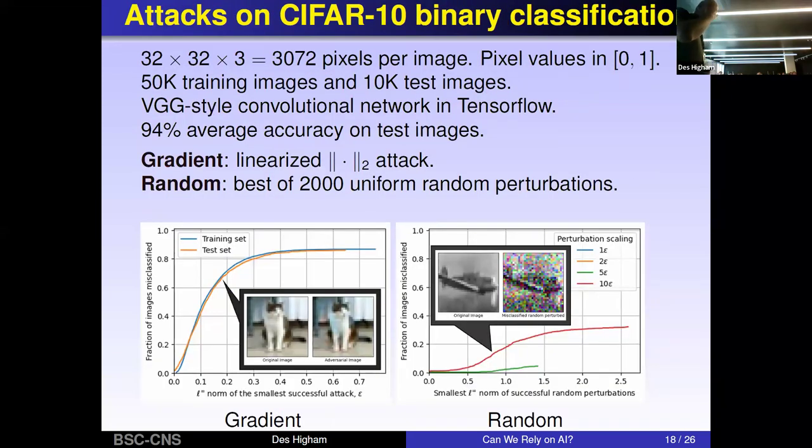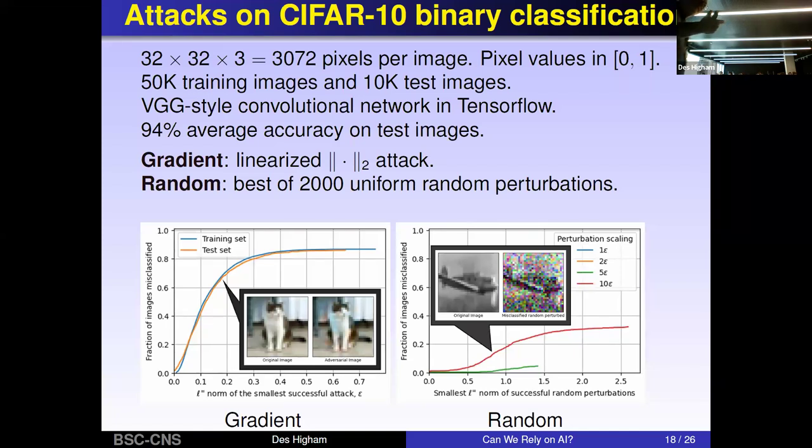Here's another piece of work we did recently, looking at some of the properties of these adversarial attacks, which have been reported empirically in the literature. So here's an example just to show one of the properties, the experiment we did. This is on an image set, CIFAR. These are low resolution images from different categories.